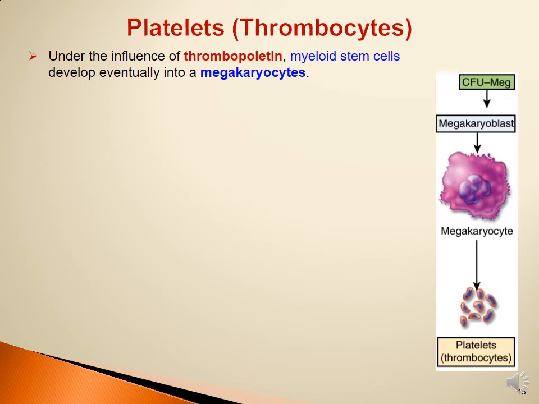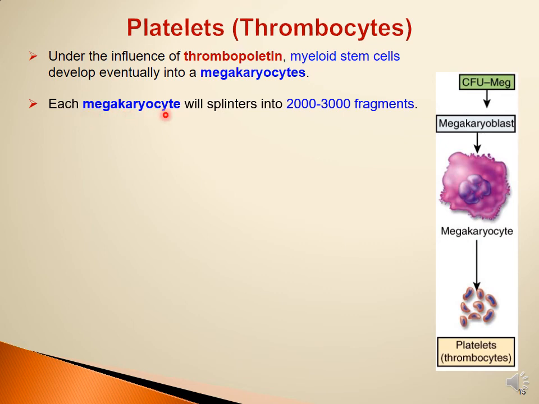The last type of blood cells are the platelets or thrombocytes, the cells that contribute to the formation of thrombus. And these are the smallest blood cells, and they lack a nucleus. They are non-nucleated, similar to the red blood cells. So under the influence of the hormone thrombopoietin, the myeloid stem cells that are present in the red bone marrow will develop eventually into a huge giant cell inside the red bone marrow called megakaryocytes.